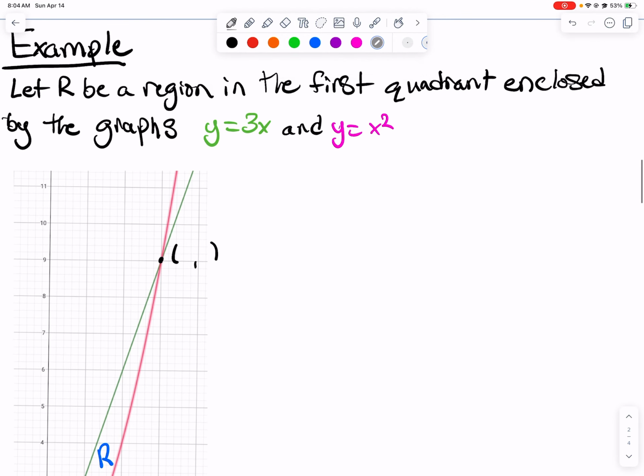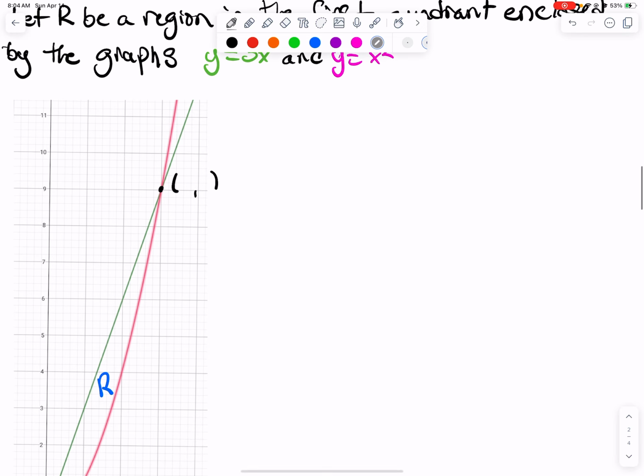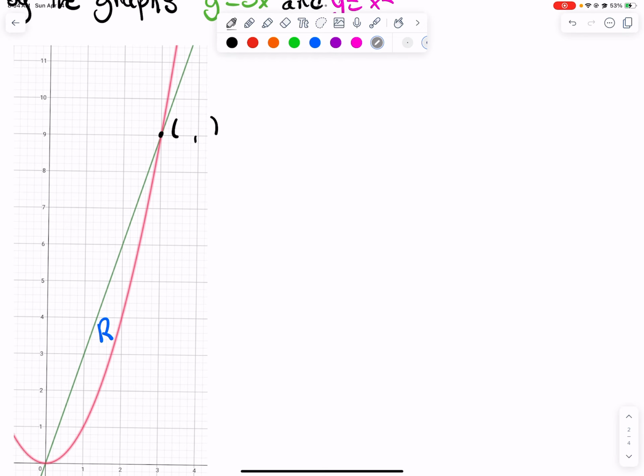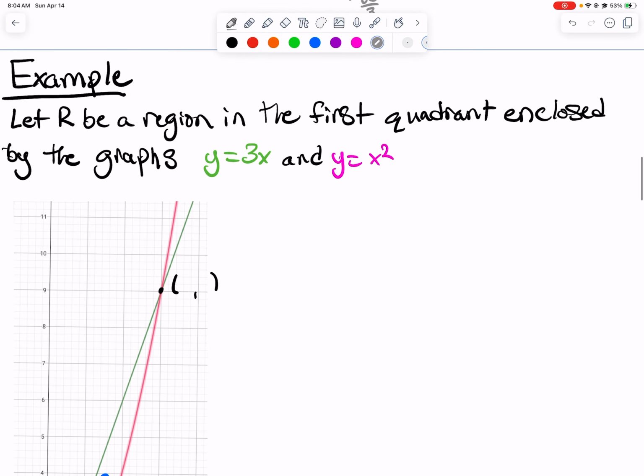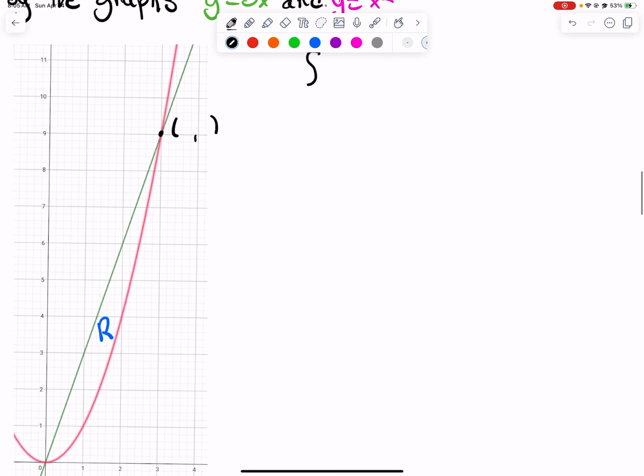It says, let R be a region in the first quadrant enclosed by the graphs y equals 3x and y equals x squared. Here we have both those graphs. I've had those drawn. So what I like to do right away is write down a couple things first. I know I'm taking the antiderivative if it's a region between curves. So I'm going to draw my antiderivative sign.